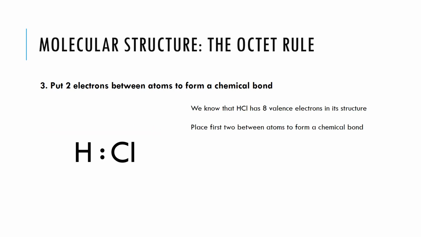The third step in constructing a Lewis structure is to place two electrons between atoms to form a chemical bond. So we know that if we place atoms next to each other in a Lewis structure, they have a chemical bond, so they must be sharing a pair of electrons at least. We know that HCl has 8 valence electrons in its structure, 7 from chlorine and 1 from hydrogen. So we place the first two between the hydrogen and the chlorine, and that establishes our chemical bond.